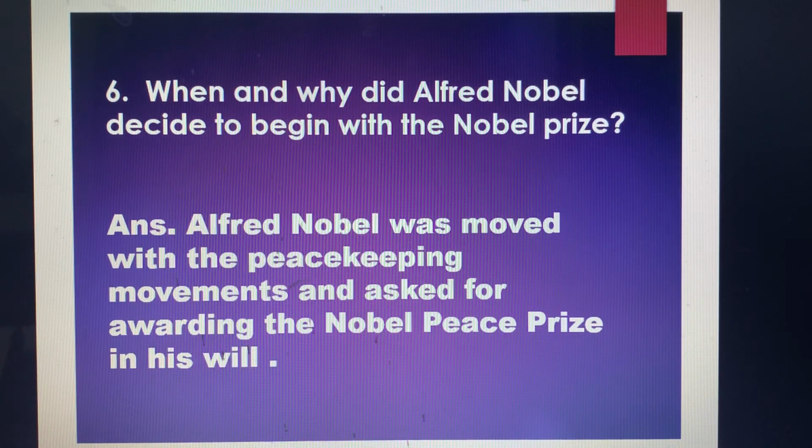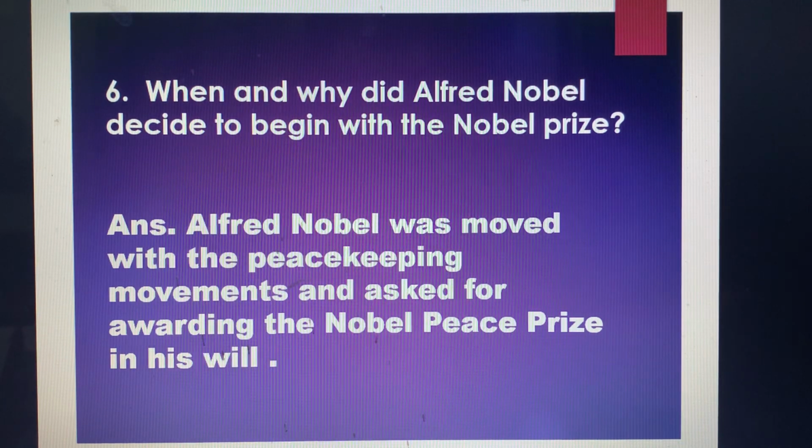So when he was writing his will, अपना जब वसीयतनामा लिख रहा था, at that time he asked for awarding the Nobel Peace Prize. Why? With the peacekeeping movement. Fine. So what is the answer? Alfred Nobel was moved with the peacekeeping movements and asked for awarding the Nobel Peace Prize in his will. So this is the last question.